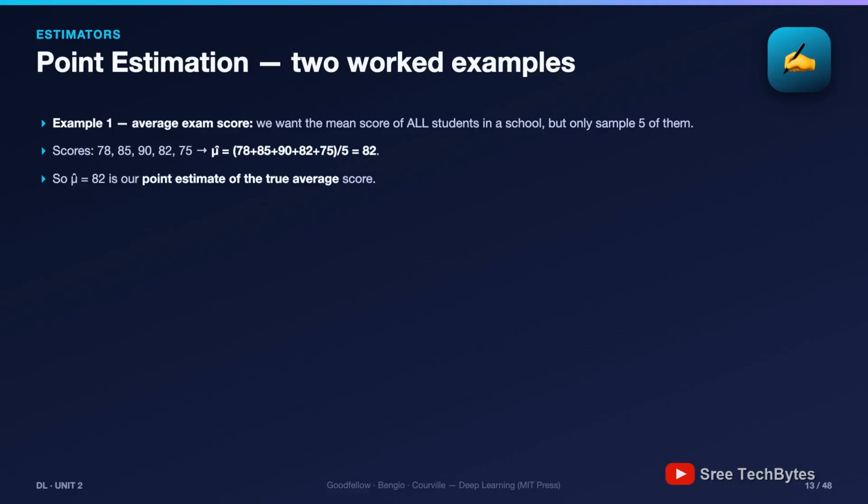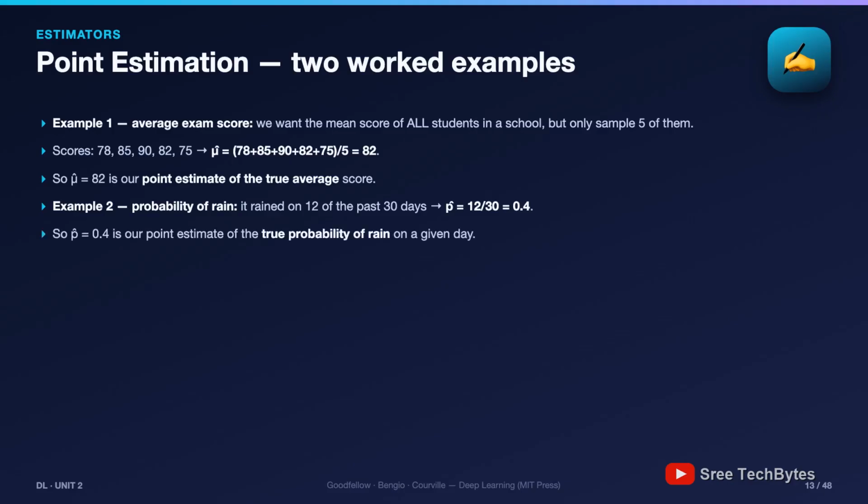Example 2, it rained on 12 of the past 30 days. Point estimate of the probability of rain: 12 over 30, 0.4. Simple, right? But now the crucial observation. Sample 5 different students, you get a different average. Watch a different month, a different rain probability.